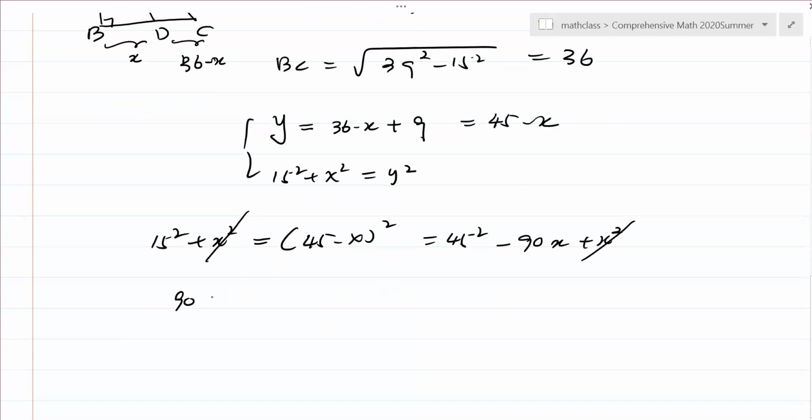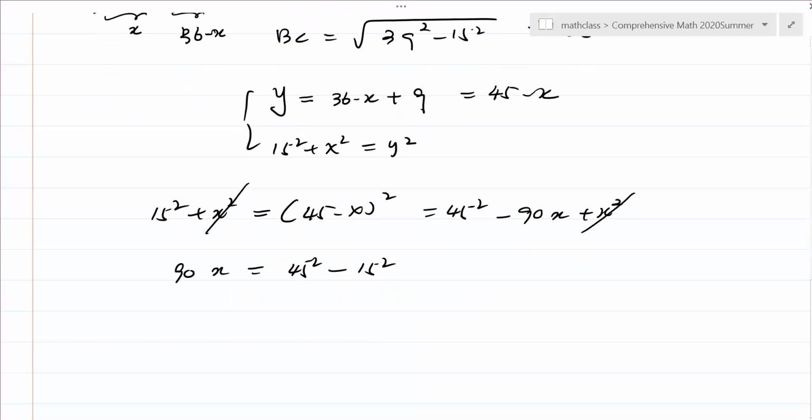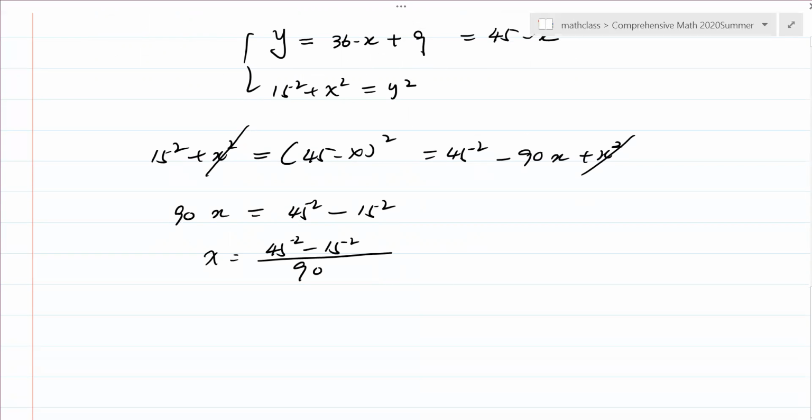Okay, so 90X equals 45 squared minus 15 squared. Now, how do you simplify without using a calculator? You see, 45 is going to be 3 times 15, right? So that's 3 squared times 15 squared minus 15 squared, over 90. So you can take a 15 out. Then 3 squared minus 1 is going to be 8. And here's 90, okay?